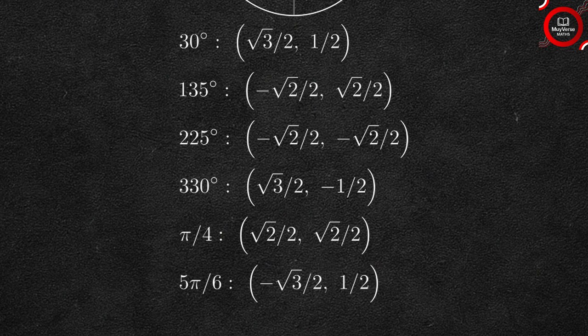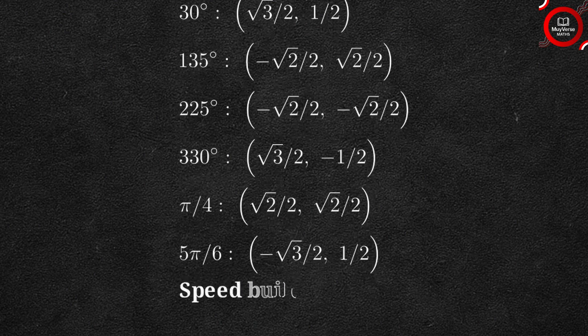Pi over 4 is root 2 over 2, root 2 over 2. 5 pi over 6 is negative root 3 over 2, 1/2. Repeat the drill until you can recall each coordinate instantly.